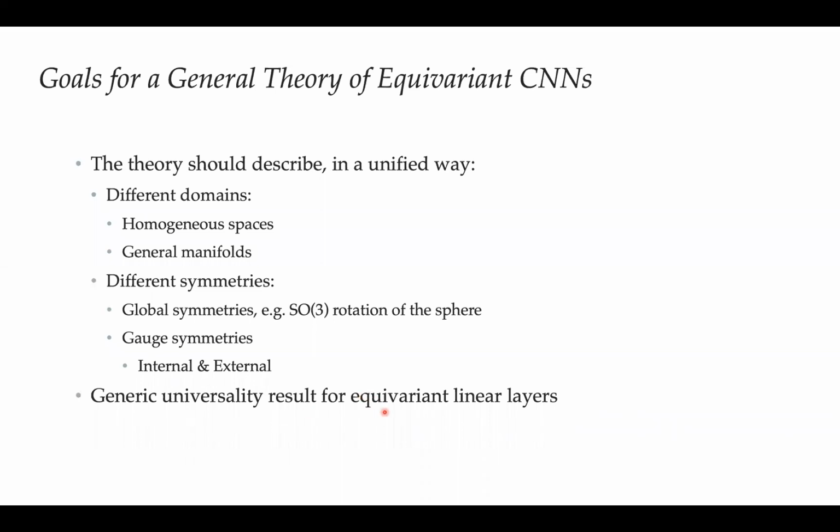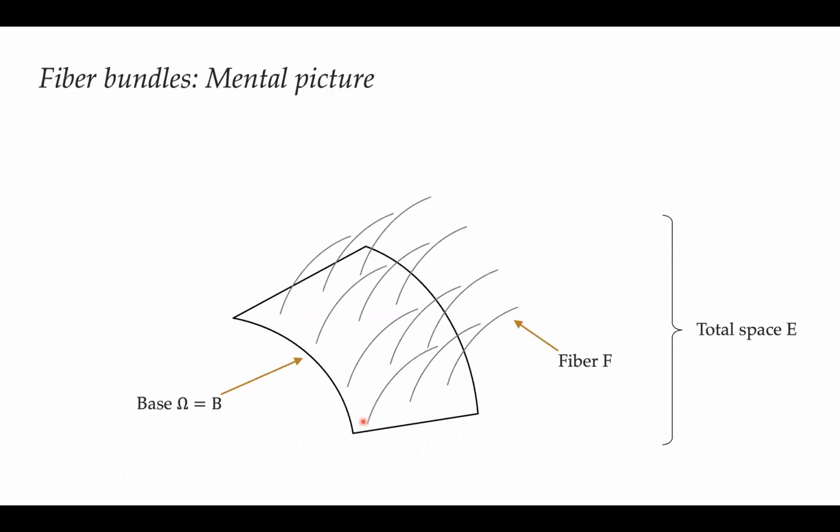So it tells us any linear layer between spaces of fields on either of those kinds of spaces that's equivariant to whatever kind of symmetry we like is going to be a function of a certain form, typically some kind of convolutional form. So the main mathematical gadget that we'll use to derive this is the notion of a fiber bundle.